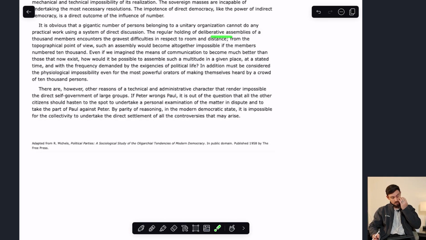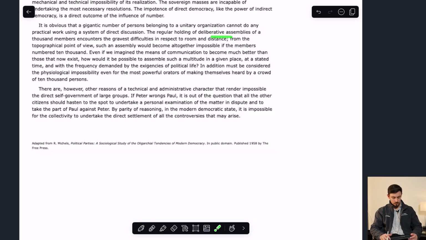But anyways, even if we imagine the means of communication become much better than those that now exist, Zoom, how would it be possible to assemble such a multitude in a given place at a stated time and with the frequency demanded by the exigencies of political life? So this must be pre-internet, because they're saying it's impossible to gather people.